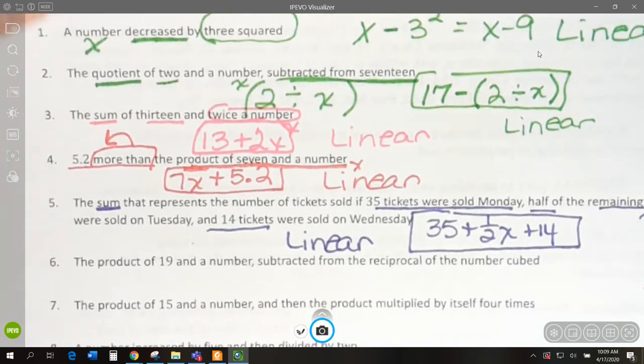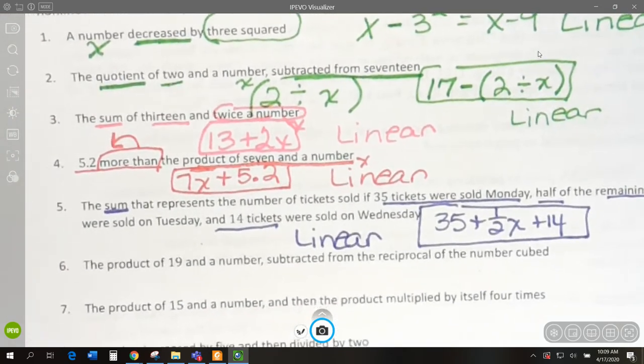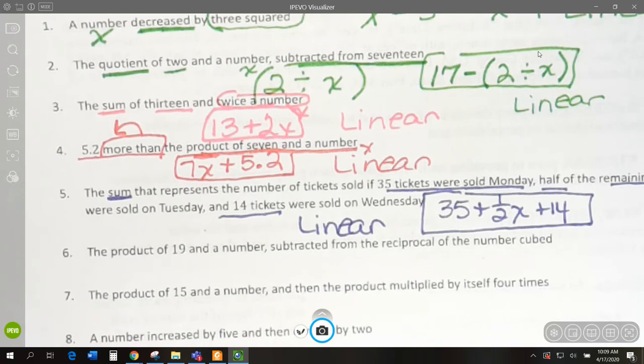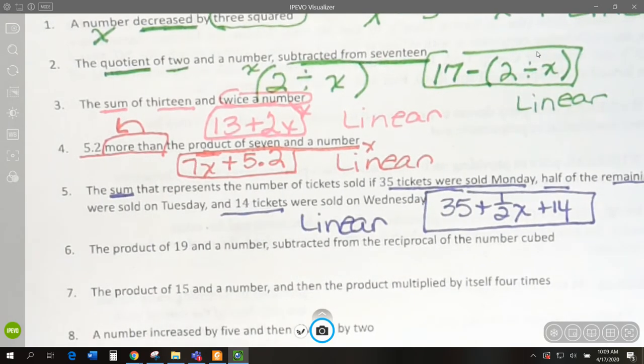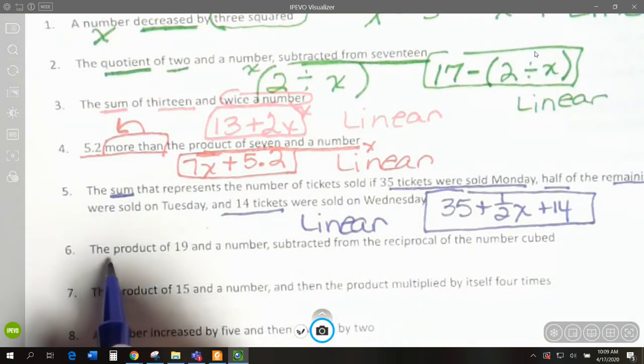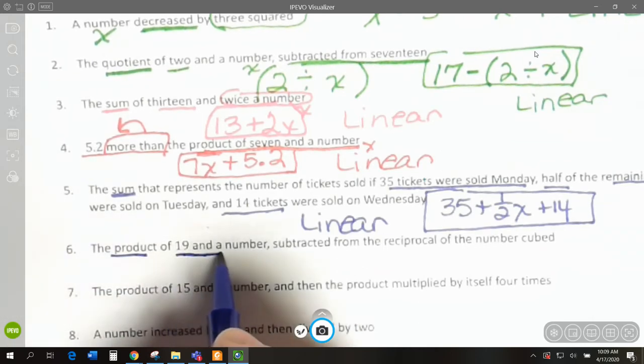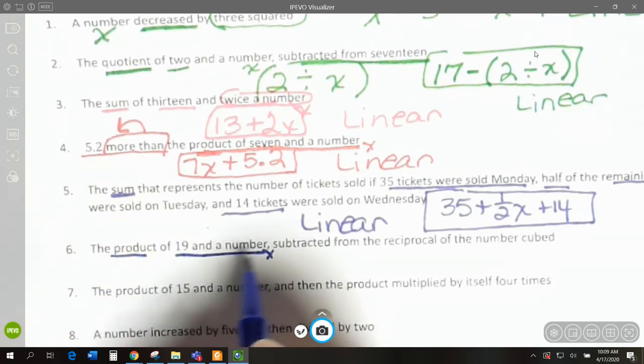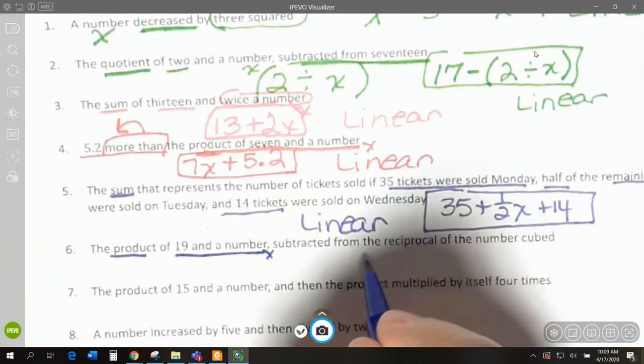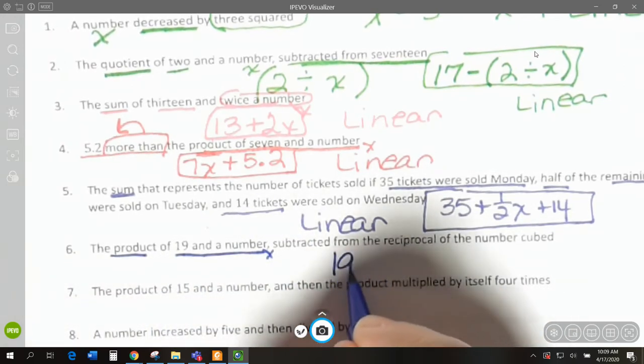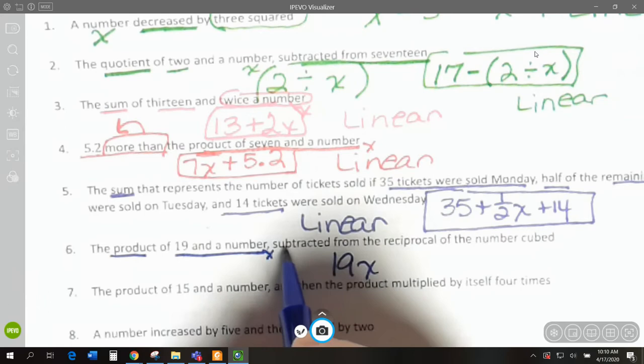Number 6, product means to multiply. So we have the product of 19 and a number. We don't know the number. We're going to call it x. So multiply 19 times x. That would be 19x, right? And we're going to subtract it from.